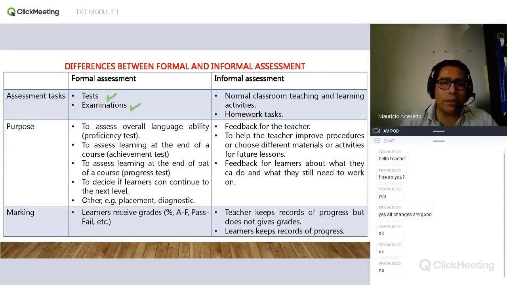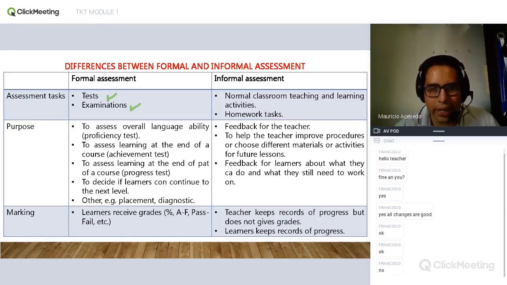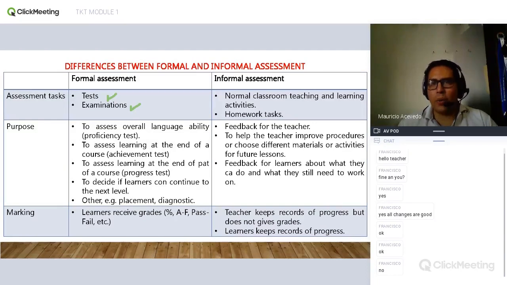Okay, this can also help me to choose materials. What I'm going to be evaluating is this, and this. So I'm going to go for materials in order to see if those materials can help me to assess the students. Feedback for learners about what they can do and what they still need to work on is the same. Okay, so in informal assessment, as it is very free, as it is very open, it can help us as teachers and them as students.